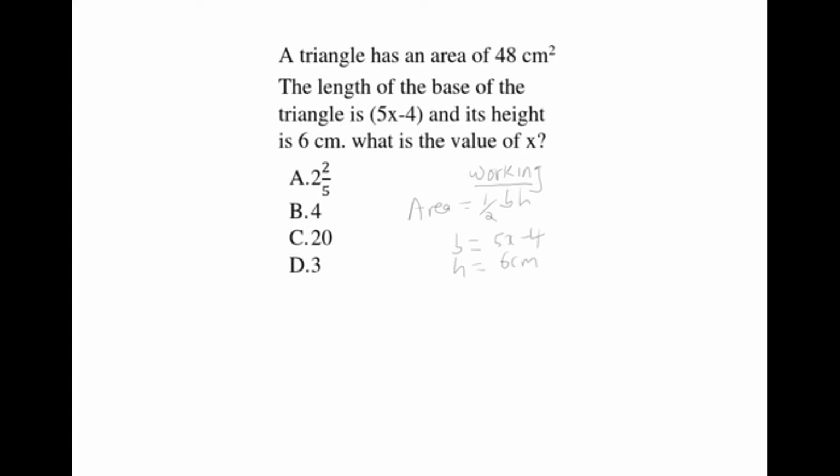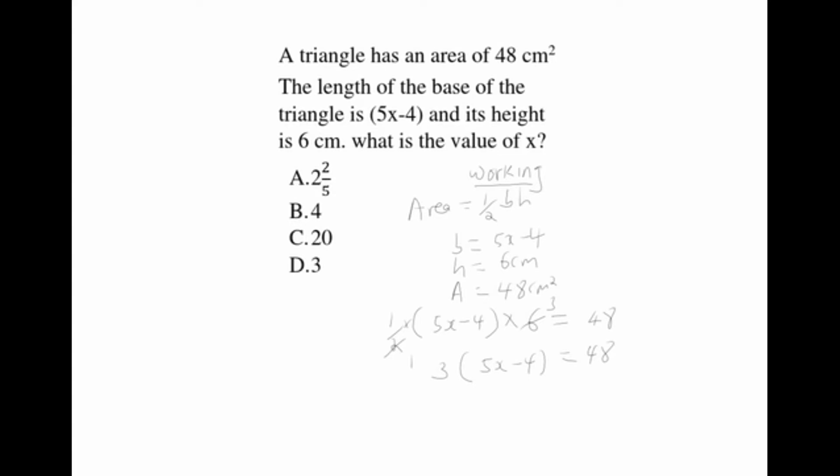So we are going to apply our formula. Then we have the area. Area is 48 centimeters squared. So we have a half. We multiply with the base. The base is 5x minus 4. Then we multiply by height, which is 6. This one should give us 48 centimeters squared. So by 2 1, by 2 3, we have 3. We multiply 3 by 5x minus 4. This one should give us 48.